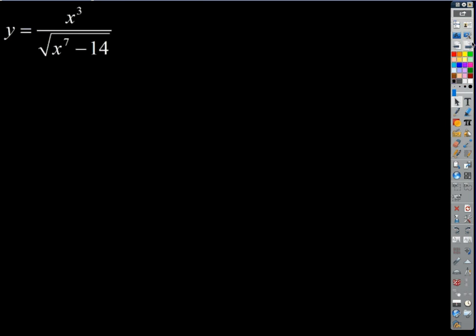What are our options? What's one option for doing this one? Quotient. We could do the quotient rule, right? Because I've got a u over v, very obvious u over v. That works. Okay, what's another option?